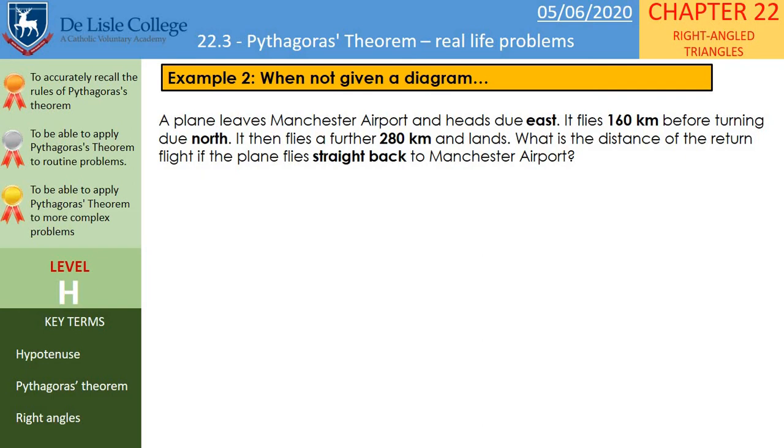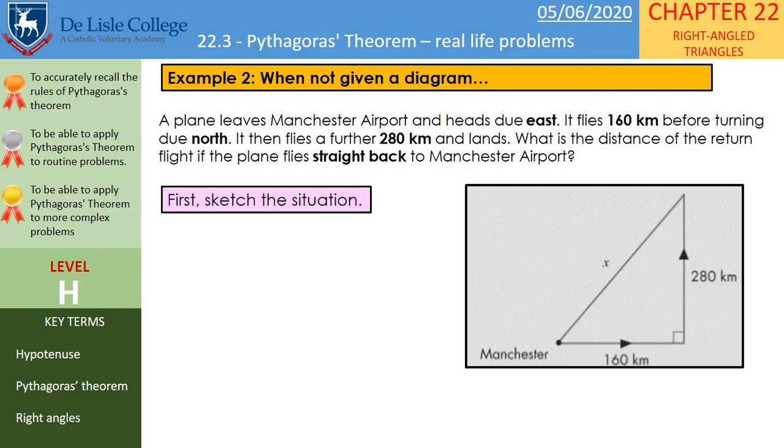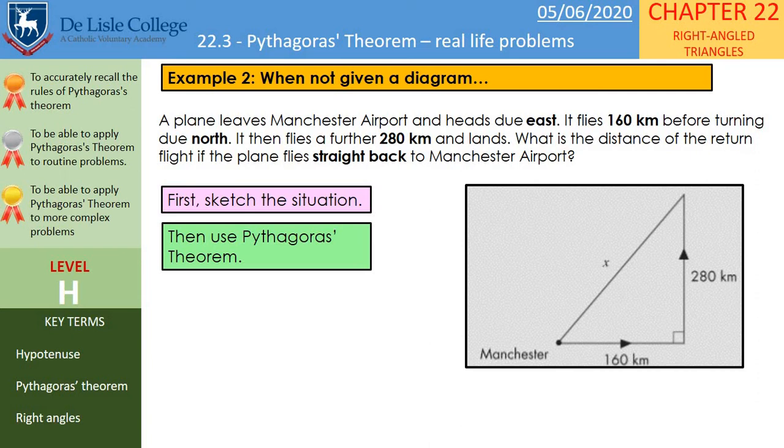Right, well done. So let's have a look. So there's our diagram that we might have done. We start here, Manchester, 160 kilometres east and 280 north. What is the distance of the return flight if we went straight back? So this distance here. Okay, so we know it's a long side question because, look, we're opposite our right angle. So again, we always know, and I know you're probably sick of me saying it, but I'm going to keep doing it so we remember, that's the hypotenuse, so it's a longer side question.